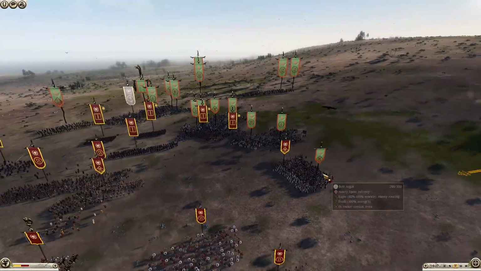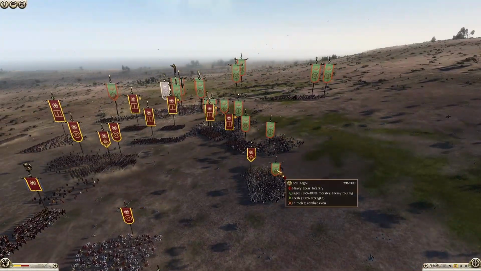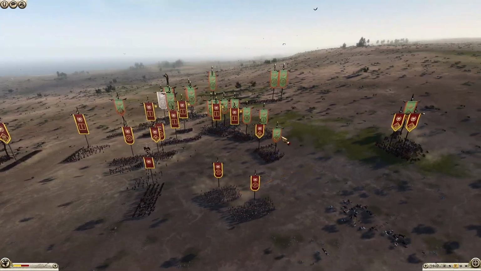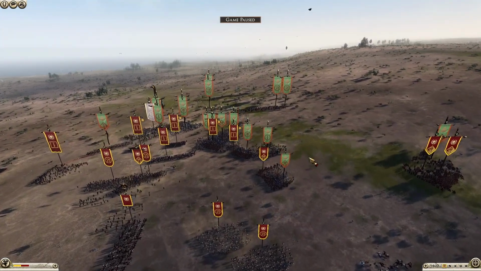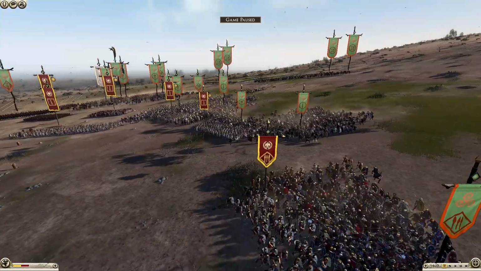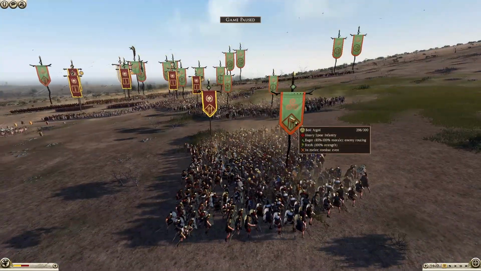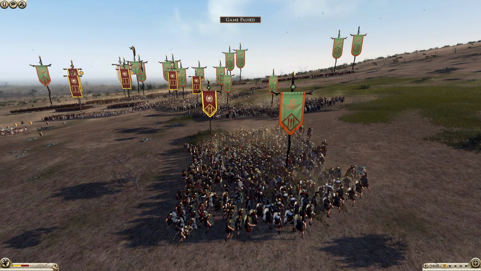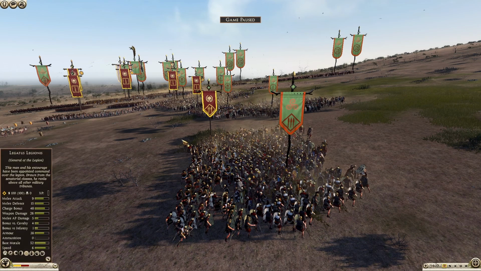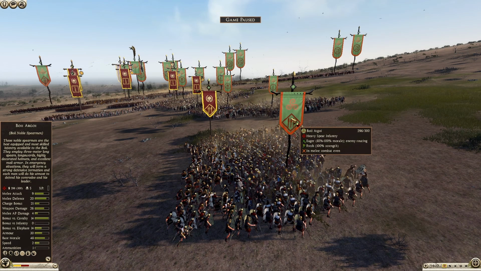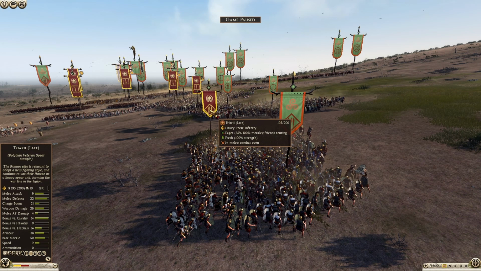So the Triarii already engaged against the enemy flanking attack. And this is one of the very strong units of the enemy, the Boii Argois. They are one of the very strong spear units. Look at their stats. Then the noble spearman, a very strong one. But we do have a very strong unit here as well, which is the Triarii.